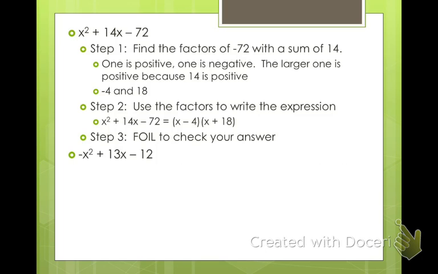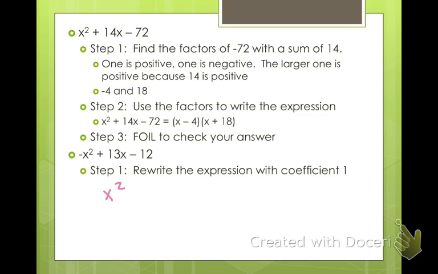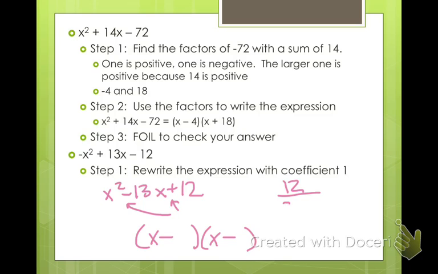Okay, for this one, if it starts with a negative out front, just go ahead and rewrite your expression with your coefficient being 1 for your x squared. So we're going to rewrite this one as x squared minus 13x plus 12. Okay, so I see positive, same signs, both are negative, so it's x minus and x minus. What are my possible factors of 12? Well, 3 and 4, 6 and 2, 1 and 12, and they both have to be negative. So which one of these adds up to be negative 13? Negative 1 and negative 12.